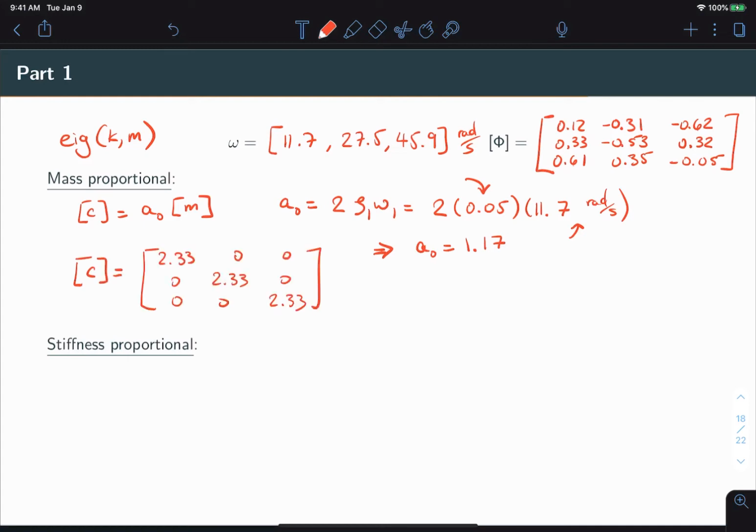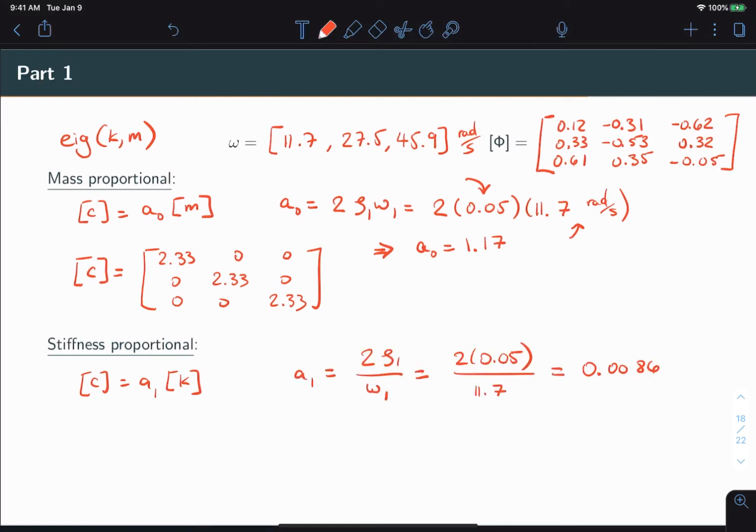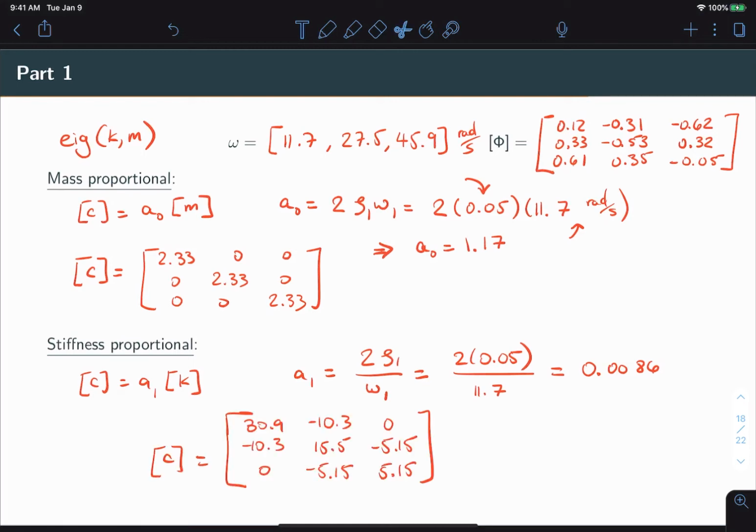Similar approach for stiffness proportional. Now we use the relationship for A1 to get the following. And again, we multiply that value by our stiffness matrix to get the following value for the damping matrix. Notice how we used only the value for omega 1 in this case.